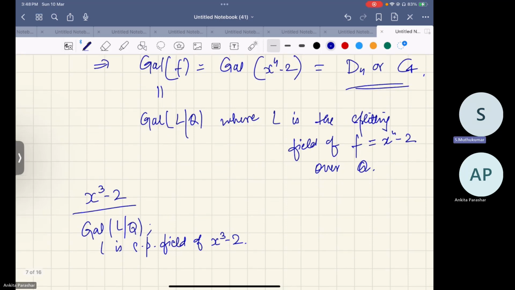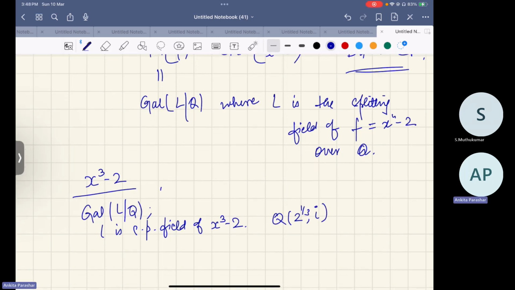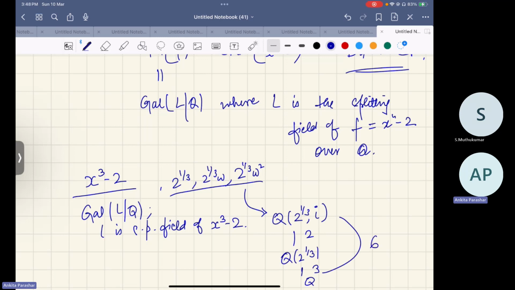This is 2. Degree 2. Degree 6, right? Why? Because the splitting field is Q(2^(1/3), i). Its roots are 2^(1/3), 2^(1/3)ω, and 2^(1/3)ω². So the splitting field has to be this. But this is degree 3 and this is degree 2, so it's degree 6.